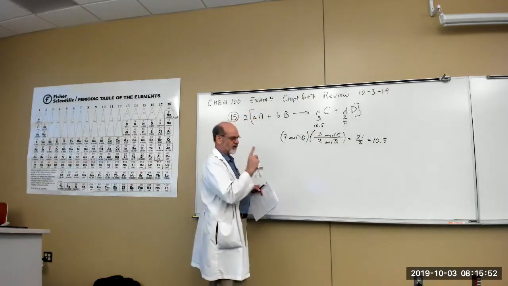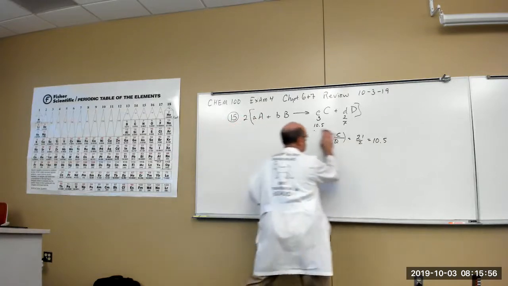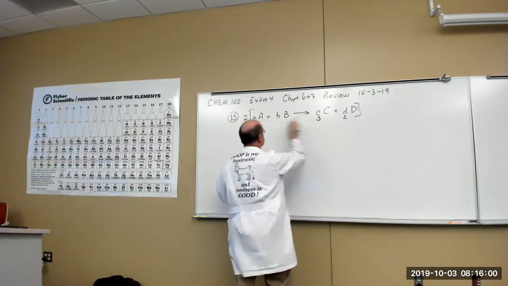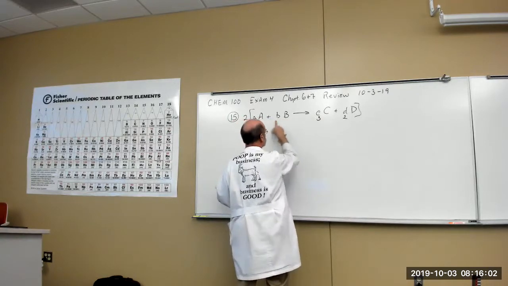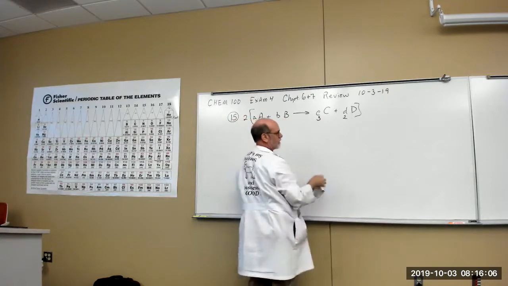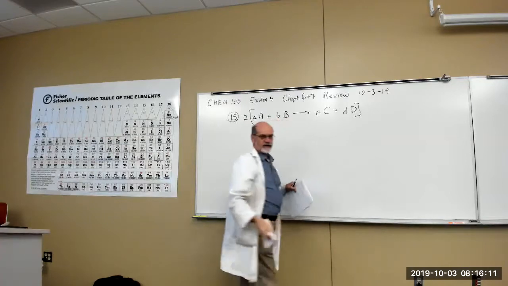There's only one possible ratio for any combination of coefficients. A to C, B to D, A to C, B to C. Any of those ratios are fixed with a balanced equation.